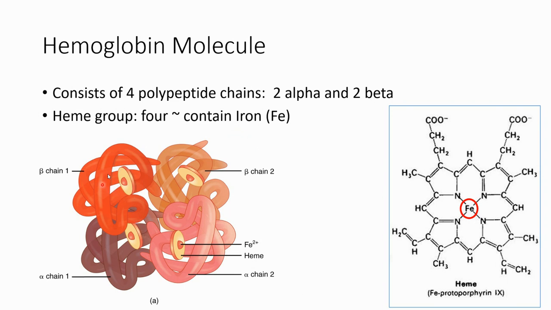So each one of these chains, so this red one here, this orange one here, pink, and then the maroon, each one of these is one of those polypeptide chains. You can see you've got beta chain number 1, beta chain number 2, alpha chain number 1, alpha chain number 2. And within each of those polypeptide chains, there is a heme group. So there are a total of 4 irons in that hemoglobin molecule. You can see that iron right there. So this is that heme group, which is represented by this disc right here with that dark red center. That's representing the iron ion.